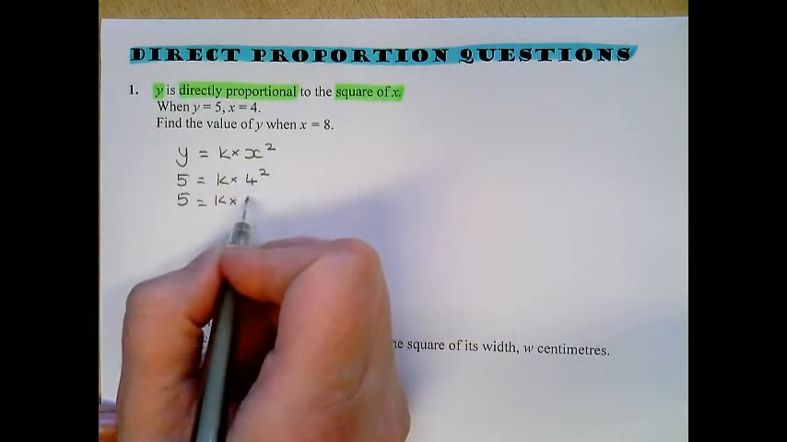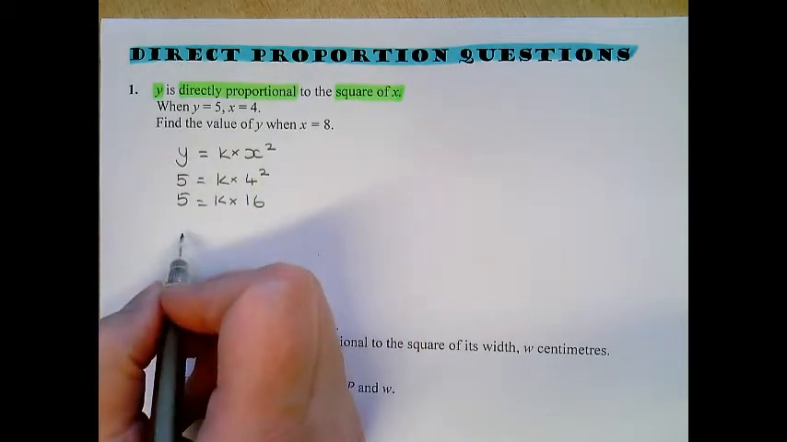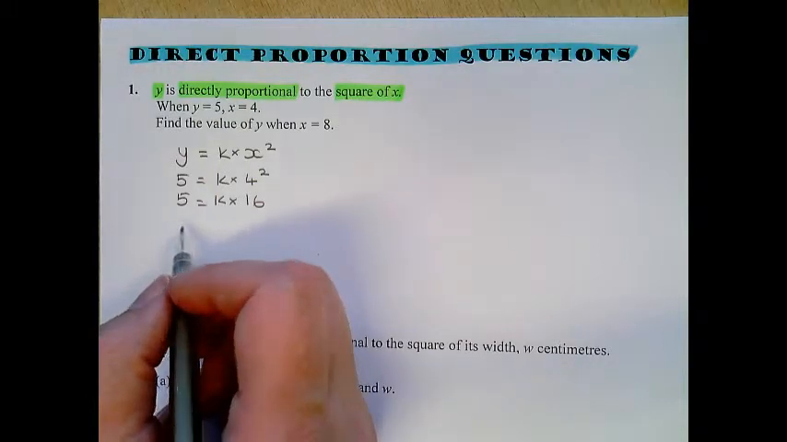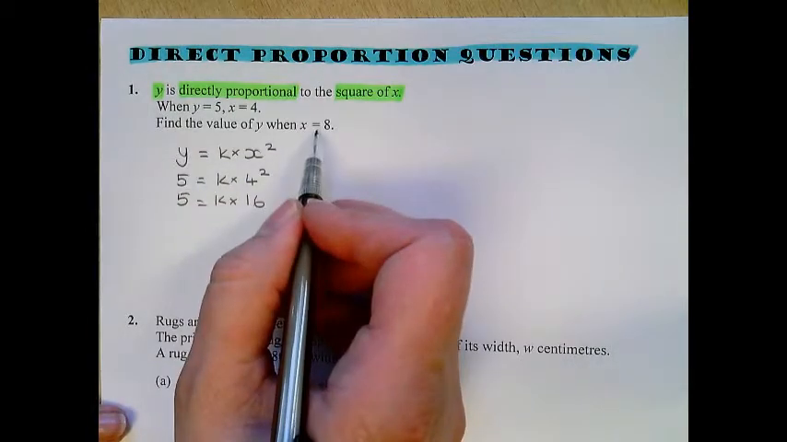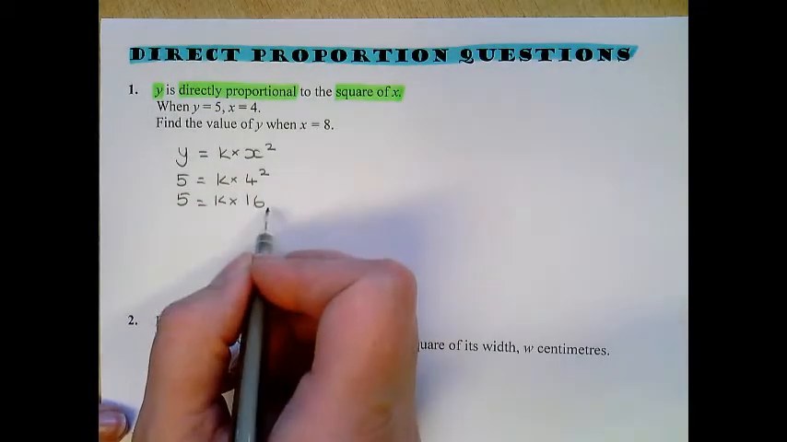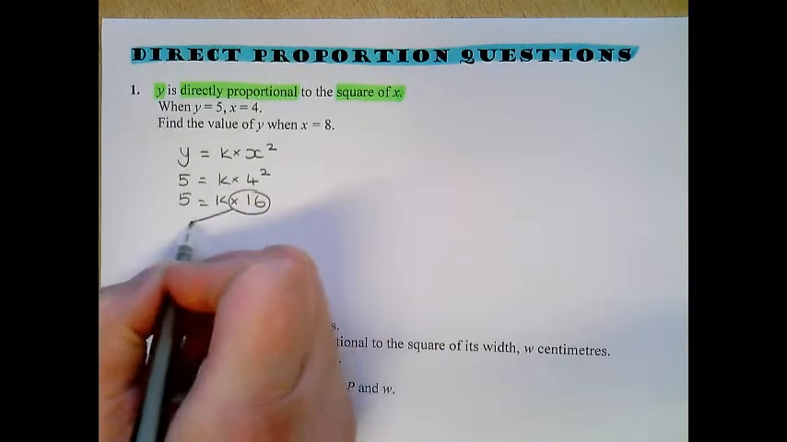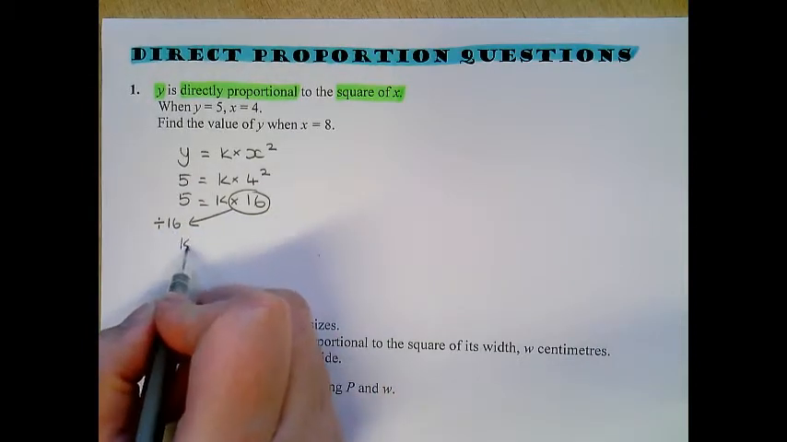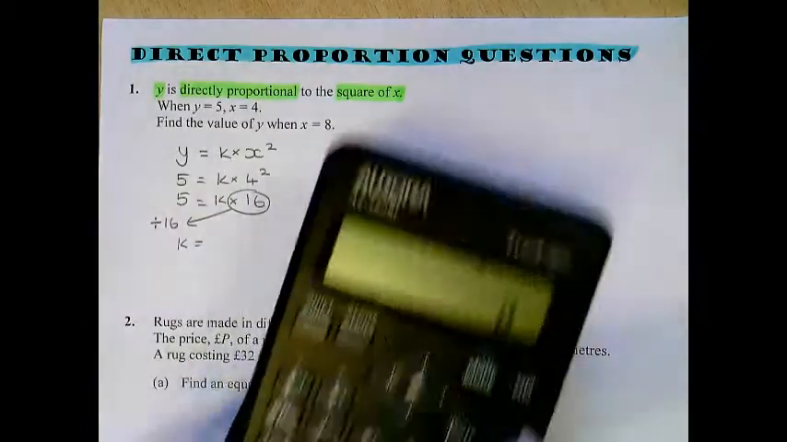So I'm just going to write this out again, but change the 4 squared into 16. So I'm going to rearrange this now. It didn't actually ask me to find an equation connecting y and x, but you have to find the equation connecting them before you can go on and answer the rest of the question. So 5 equals k times 16. So to get k on its own then, you move the times 16 over to the far side and divide by 16. That's a bit like solving equations. Whenever you change sides, you change signs.